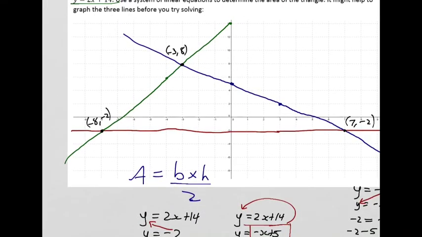Now that we know the exact coordinates of those intersection points, we can find the actual base and the actual height of the triangle and then calculate its area. So you can see the x coordinates between this point and this point change from negative 8 to 7. How much of a distance is that? Well, that's just 8 here and 7 here, so it's a total of 15 for the base.